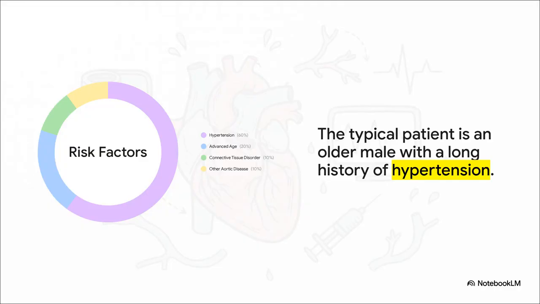So, who's our typical patient? Well, often it's an older man with a long history of hypertension, but you've got to keep your guard up. Always think about dissection in patients with known connective tissue problems, like Marfan syndrome, or folks with structural heart issues, like a bicuspid aortic valve. These conditions just make that aortic wall inherently weaker and more prone to tearing.